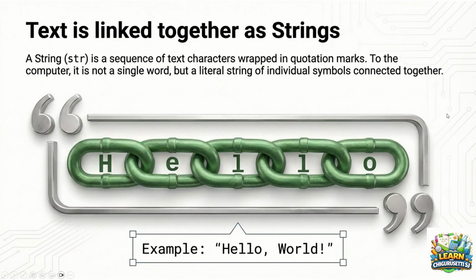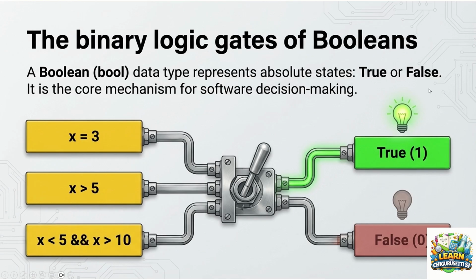Now what about text? You'll be using a string, str. It is a sequence of text characters wrapped in quotation marks, for example, quotation mark hello comma world quotation mark. So you can write like this. What are booleans? These tell whether the following statements are true or false. If it is true, it executes the true part. If it is false, it executes the false part.